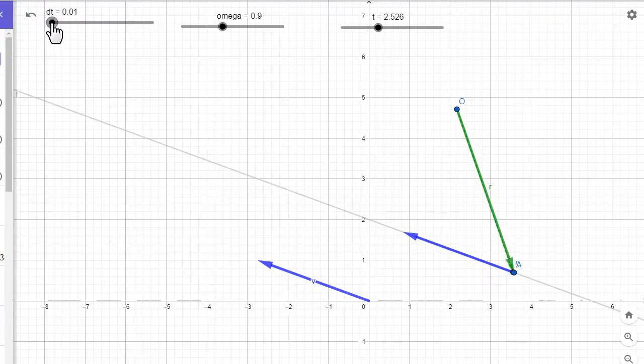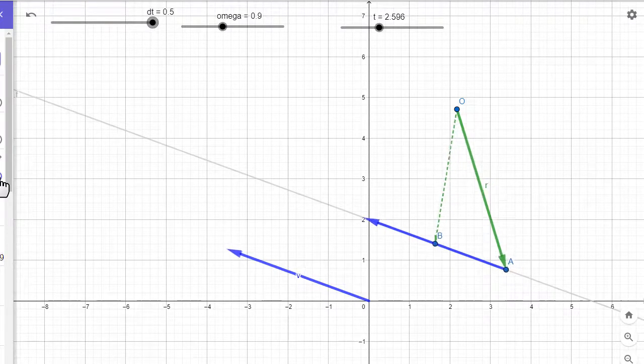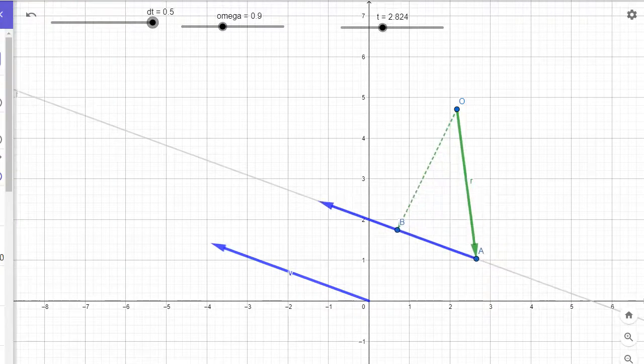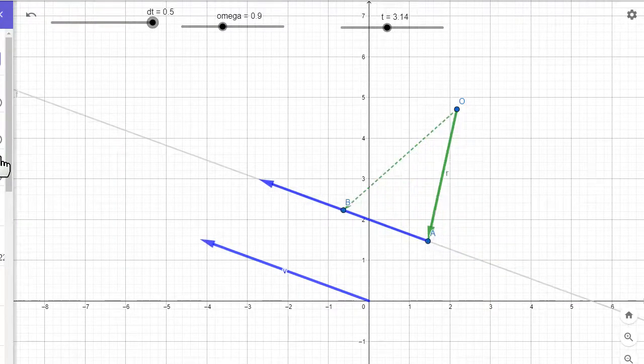Interesting, if I let dt get big again, so here's the dt big, so dt of 0.5, half a second, so I've gotten rid of the difference vector. Here's the velocity if I allowed for a big dt. So here's the delta r divided by delta t with the big dt. So this is without the limit in there.